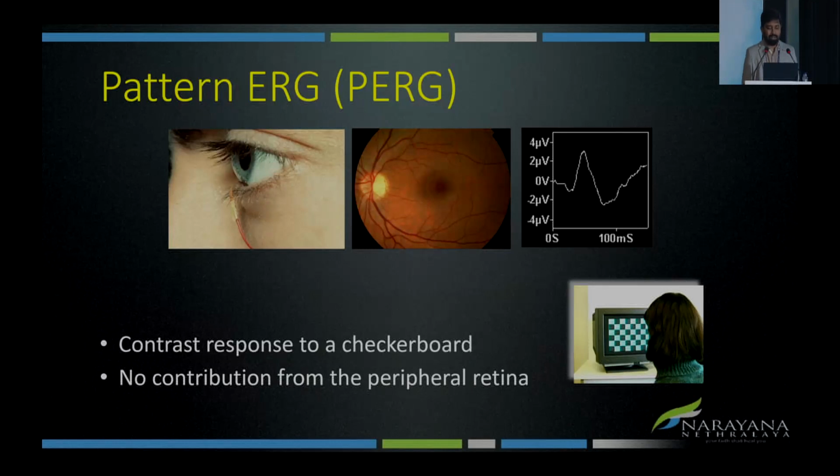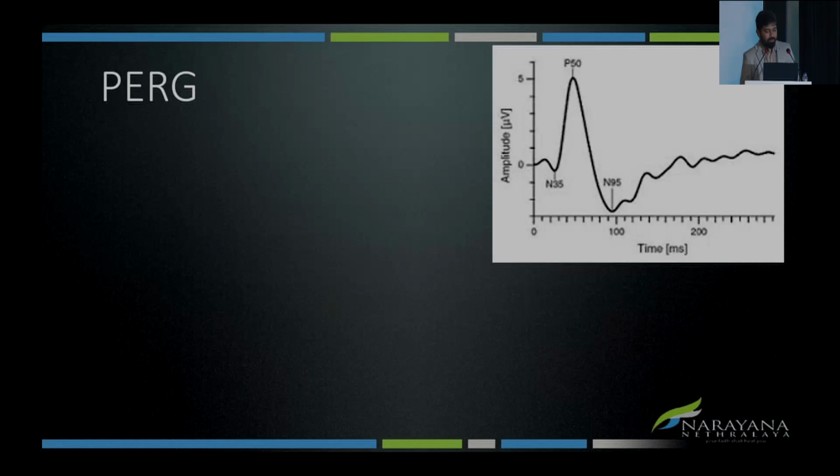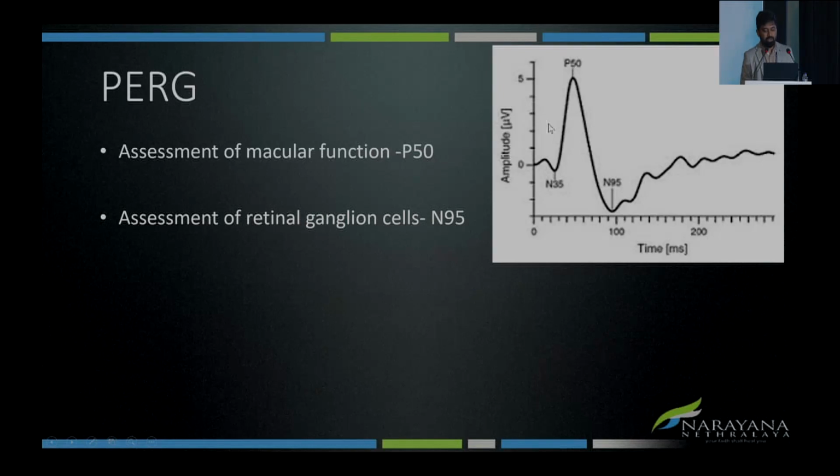So coming to the pattern ERG. In the full-field ERG, the stimulus we used is a luminance stimulus. We just stimulate the retina with a light. Here in the pattern ERG, as the name suggests, we use something called a checkerboard, and there is no contribution from the peripheral retina. It's predominantly from the posterior pole. So here you have a very big positive deflection called P50, which represents macular function, followed by a negative deflection called N95, which is useful for assessment of retinal ganglion cells.